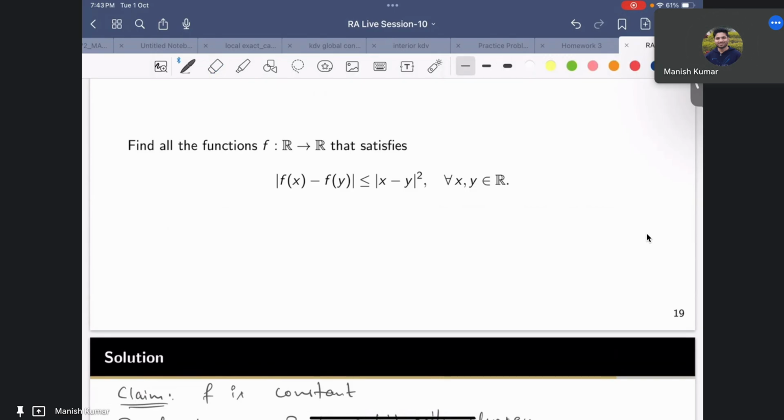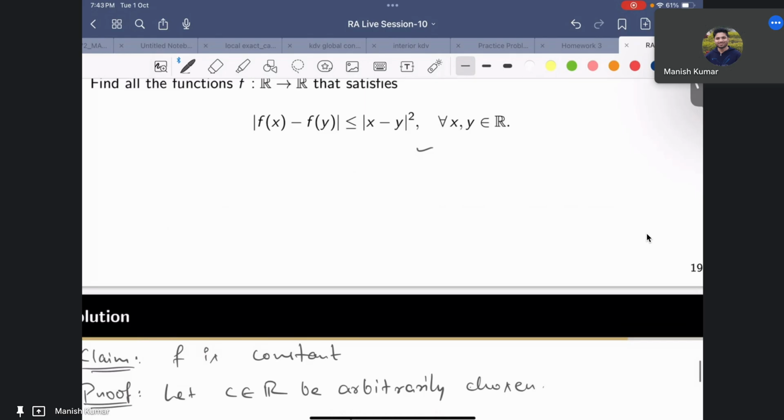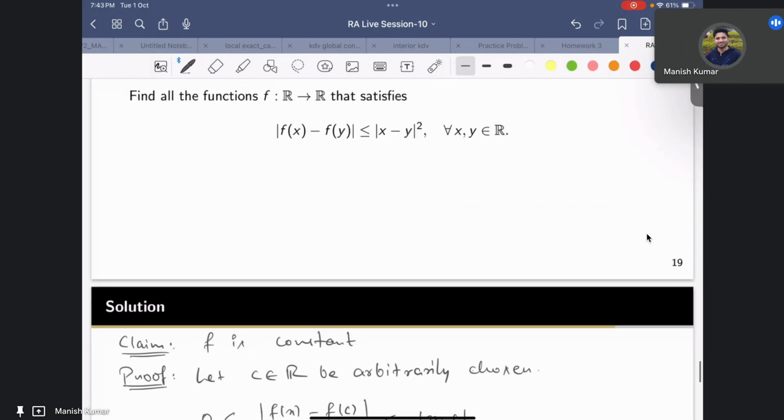Sir, if the result holds, if instead of 2 we have alpha such that alpha is greater than or equal to 2? Okay, this result you are saying. Yes, correct. In fact, greater than 1 is enough. Okay, I got your point.